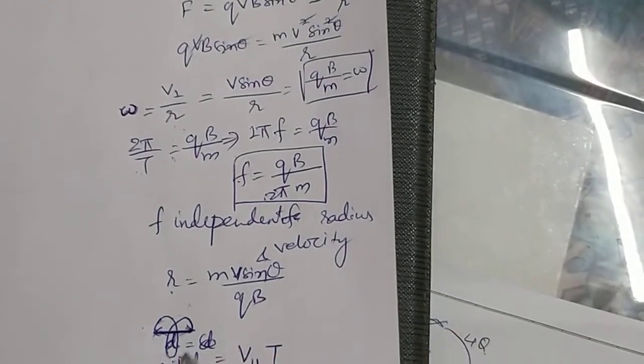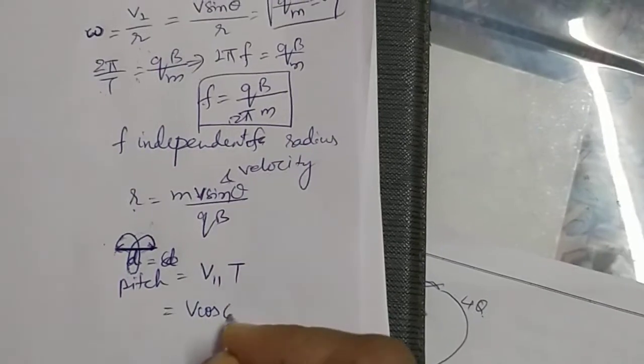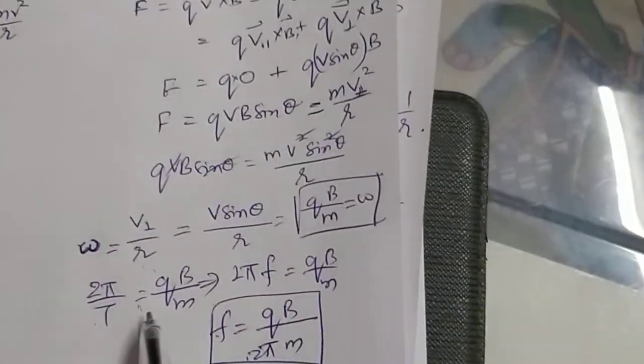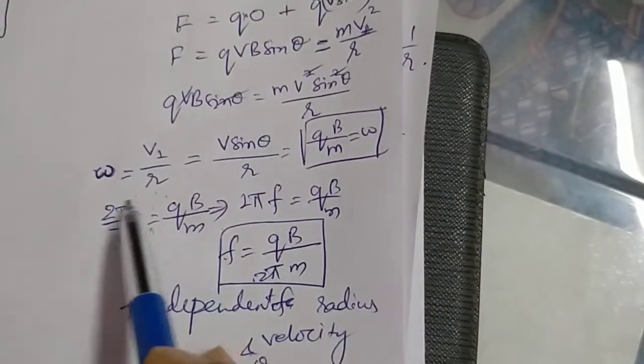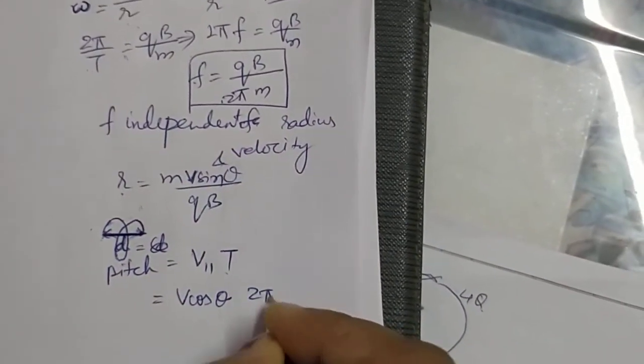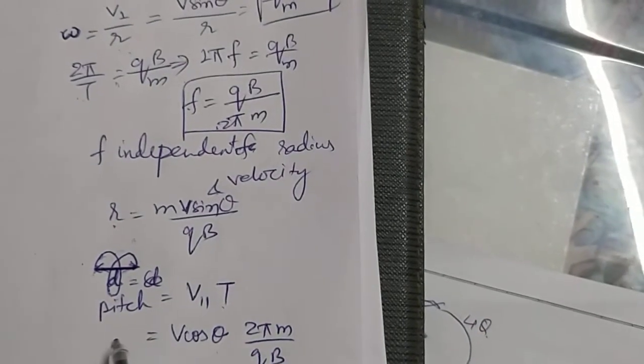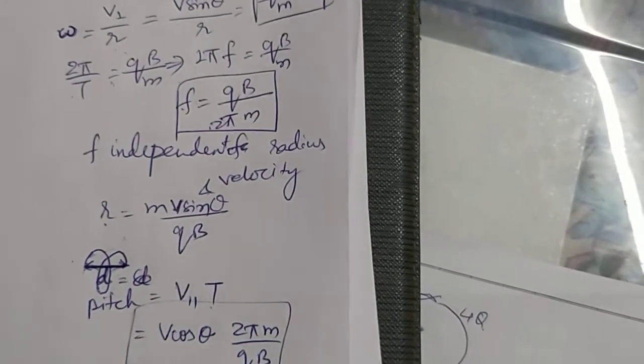Time period is the time for one complete round. So v parallel is v cos theta. And what is the time period? You see the time period expression from here. Time period will be 2 pi m by qB. So pitch is v cos theta into 2 pi m by qB. This expression is for the pitch.